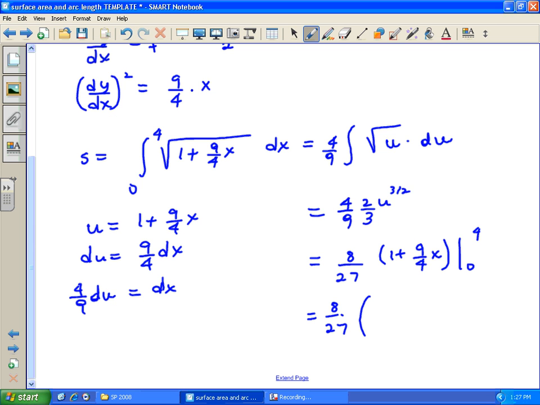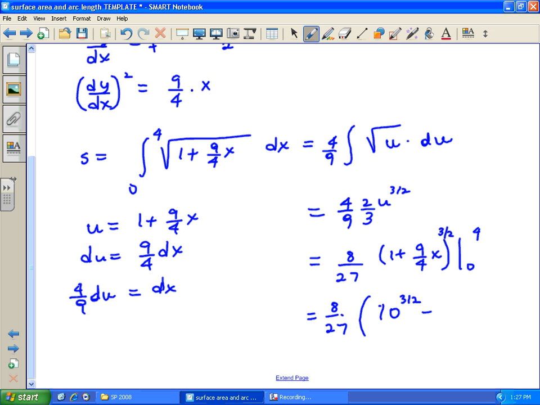If I plug in a 4, I'm going to get 1 plus 9 fourths times 4, which just gives me a 9. So 1 plus 9 is 10. I also have a power of 3/2, let me not forget that. So I'm plugging in a 4 for x. Because the 4 and the 4 here cancel, you have 1 plus 9, 10. But don't forget the power. That is 10 to the 3/2, right?